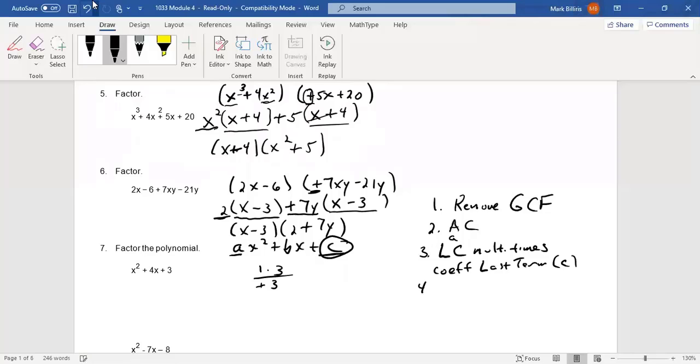My next step is to write all the possible combinations of the answer to step 3. So to get a positive 3, I could have multiplied positive 1 times positive 3, or negative 1 times negative 3.